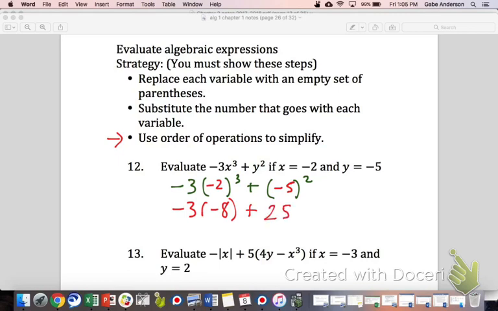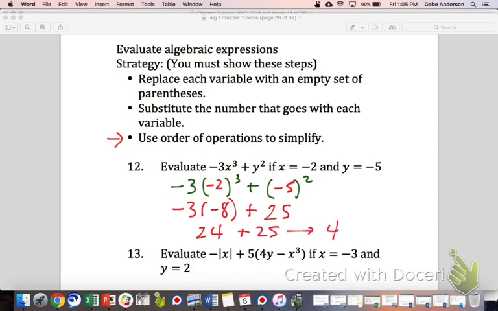And then we have cleared all the exponents at this point. So what is left? What do we do next? Any suggestions? Do the multiplication. That's right. So I see a multiplication there at the start. What's a negative times a negative? Just shout it out. Positive. So negative 3 times negative 8 would be 24. And then 24 plus 25 is what's left over.